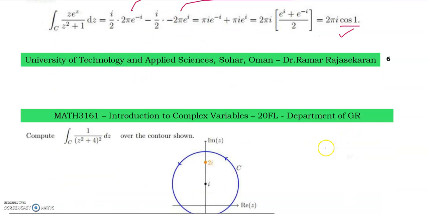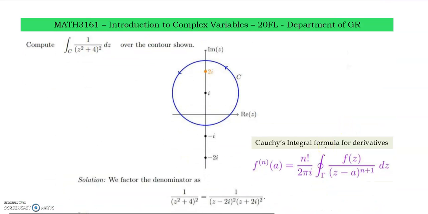Now you see here, compute the integral over C of 1 over (z squared plus 4) squared dz over the contours shown. Okay, the picture is given. We have to find the integral of this over C. Okay, C is the given picture. Given contour is this one.